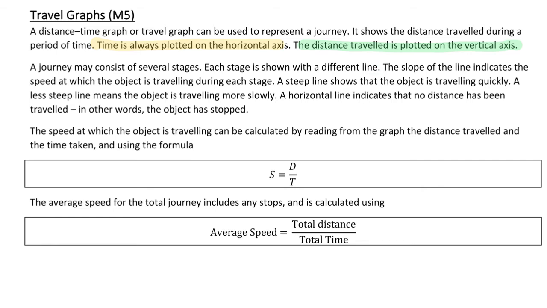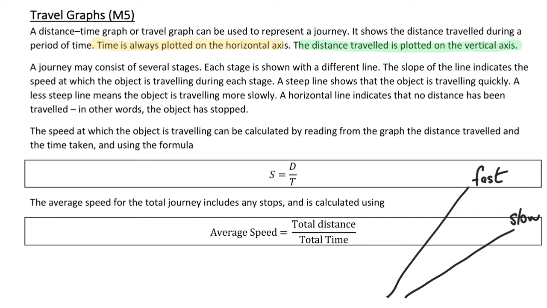The slope of the line indicates the speed at which the object is travelling. A steep line shows the object is travelling quickly. A less steep line means the object is travelling slowly. So just to make that really clear, if we had a steep line, that's travelling quick. If it's a shallow line, it's travelling slower. So this would be the fast line, and this would be the slow one. A horizontal line indicates that no distance has been travelled, in other words, the object has stopped.